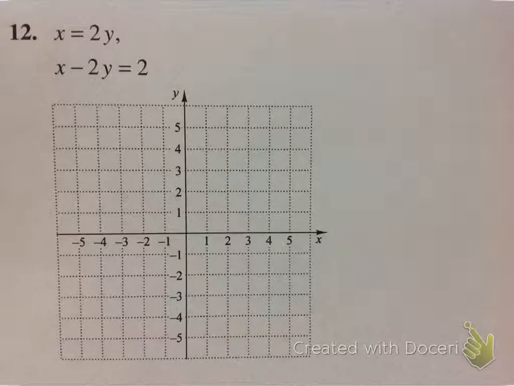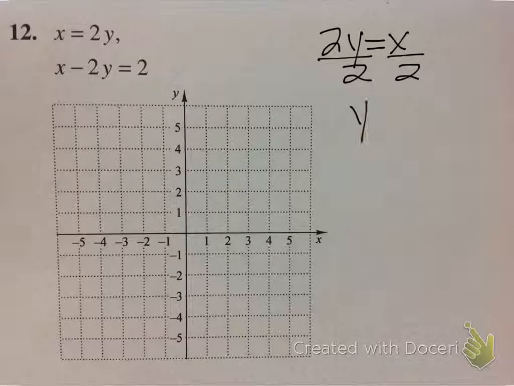Let's look at this system. Again, I prefer to put them into slope-intercept form. The top one looks a little strange. x equals 2y. I'm going to rewrite it in slope-intercept form. So instead of x equals 2y, I'm going to write it as 2y equals x, and then I'm going to divide both sides by 2. And that's going to give me y equals, and instead of x over 2, that's the same thing as 1/2 x.